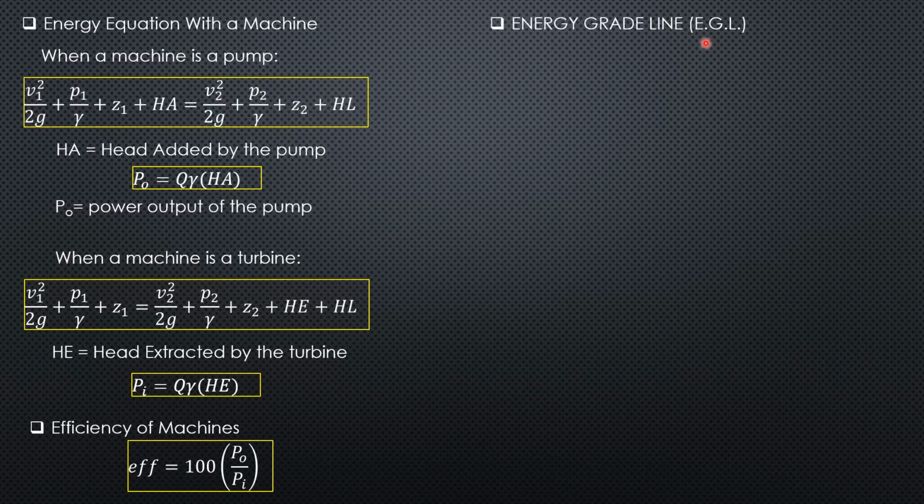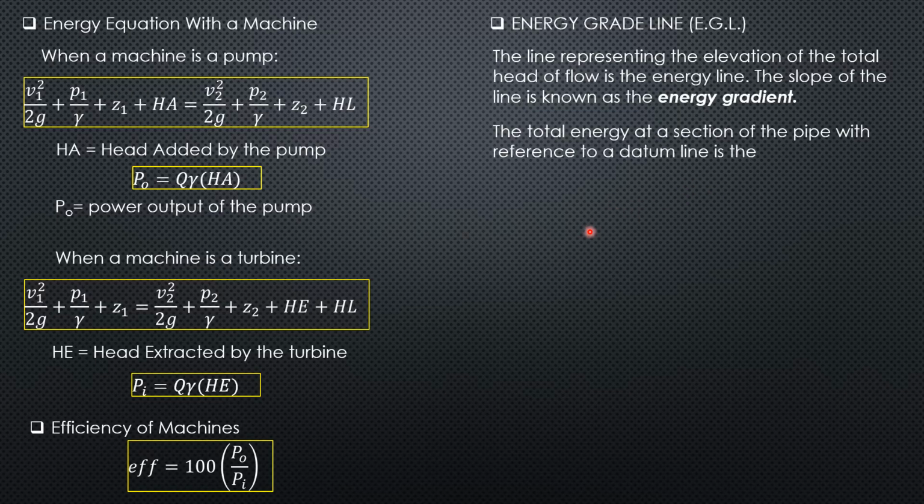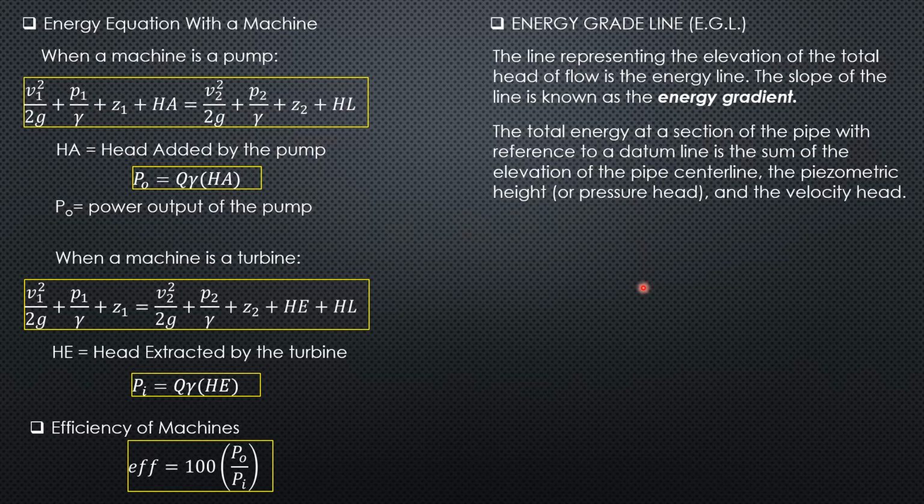Then energy grade line, EGL. It is the line representing the elevation of the total head of flow. We call that the energy grade line. The slope of the line is known as the energy gradient. The total energy at a section of the pipe with reference to a datum line is the sum of the elevation of the pipe center line, the piezometric height or pressure head, and the velocity head. That's the energy, and connecting those three forms of energy constitutes what we call the energy grade line.